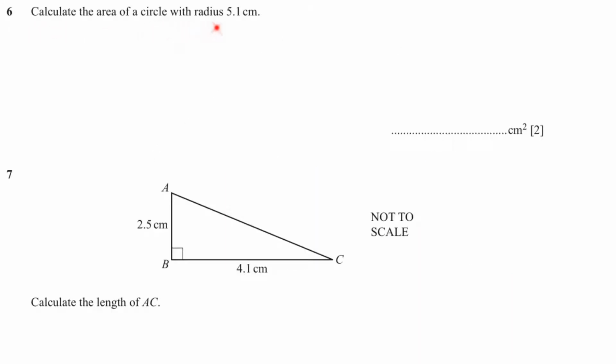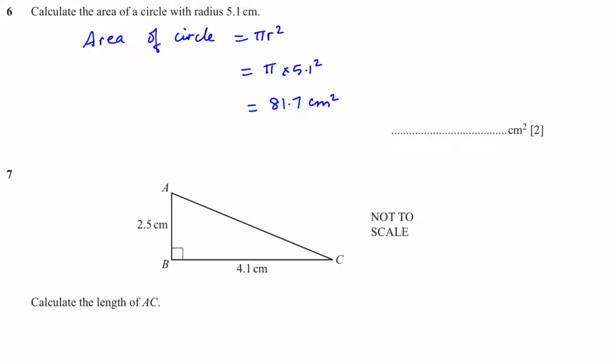Calculate the area of a circle with radius 5.1 centimeters. To find the area of the circle, you need the formula: area is equal to pi r squared. The radius has already been given to us. So in place of r, we'll put 5.1 squared. Put it in the calculator and round it. The answer is 81.7 square centimeters.